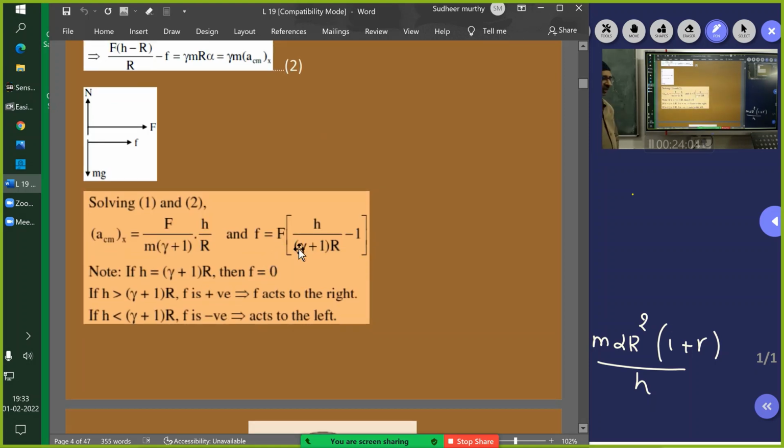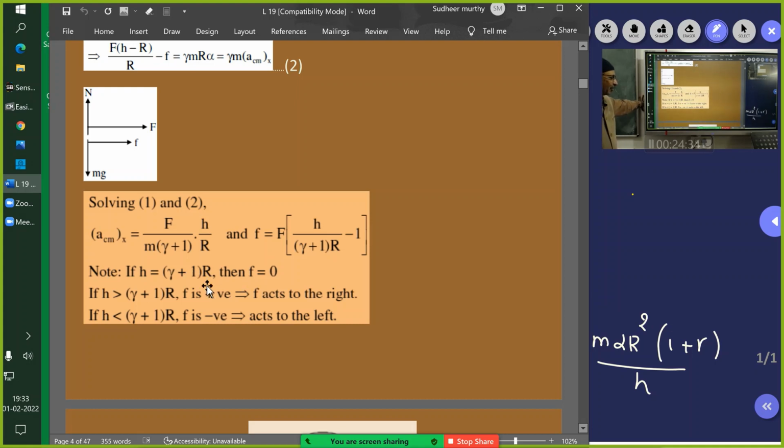We had to arrange those equations like this. So if you arrange this equation like this, so this capital a_cm is so and so, F is equal to so and so. In fact, F was already given. I was writing there F. Okay, F is already given. Now you can comment on this. If H is equal to gamma plus 1 into R, then F is equal to 0.